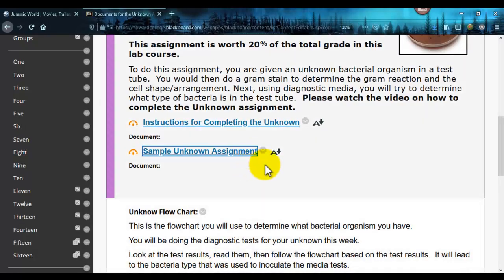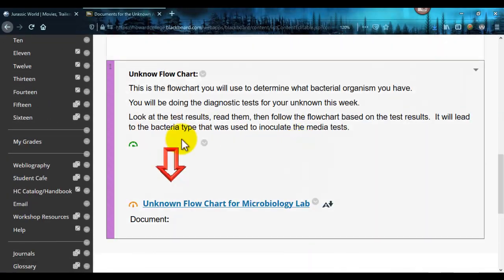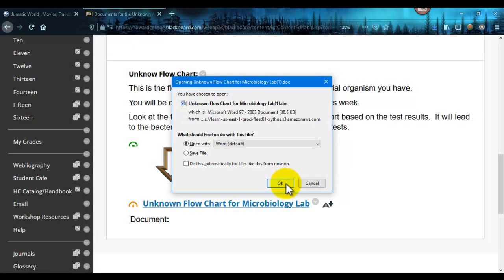Now, on this page, all that's under here. Now, the unknown flow chart. You're going to need this.